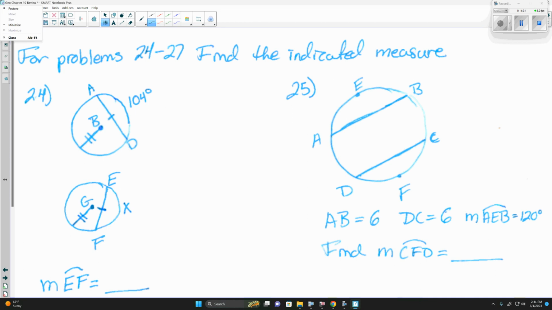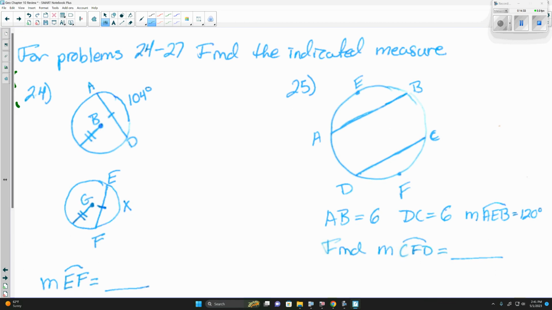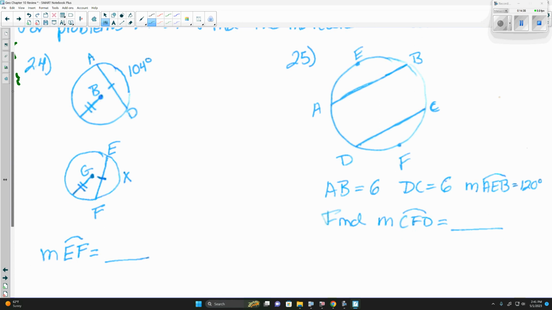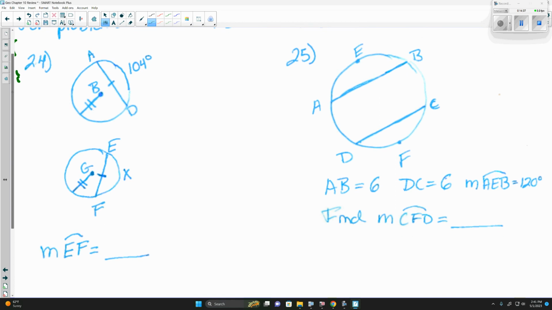Find the indicated measure. So looking at this here, EF, X, well, since these chords are the same, the arcs have to be the same. So X has to be 104.